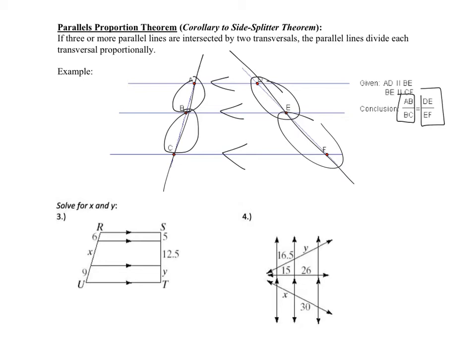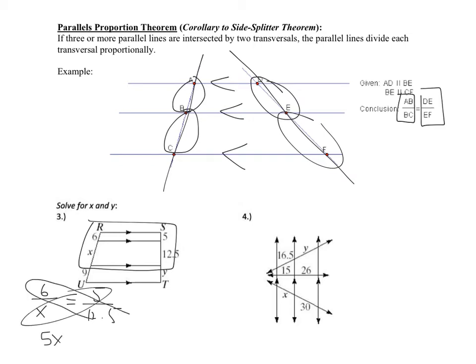So let's see if we can apply that to number 3. Let's look at just this top part first. Because they're parallel, we can set up 6 is to x as 5 is to 12.5. And we can cross multiply. So 5x is going to be equal to 6 times 12.5. Let's see, 6 times 12, that's 72. 6 times 0.5 is 3, so 75. So 5x equals 75. And we divide by 5, and x is going to be 15.